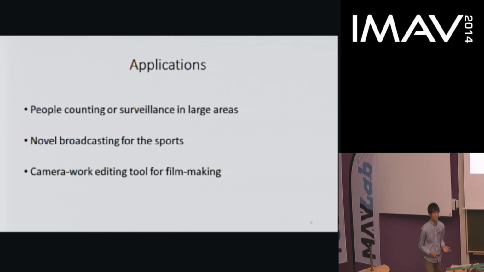And such a system can be used for various applications, such as people counting or surveillance in large areas, or novel broadcasting for sports. It's like our MAV continues to track a specific player or a ball in a sports field. And this can also be used as a camera work generation tool for filmmaking.